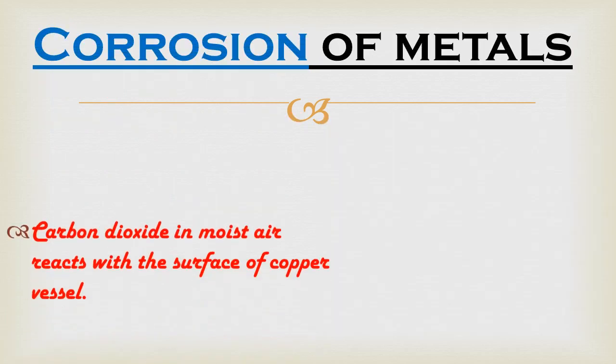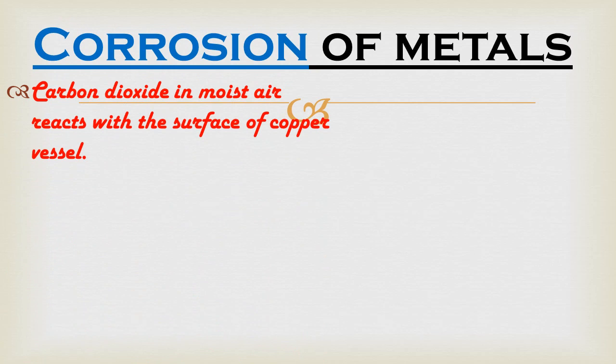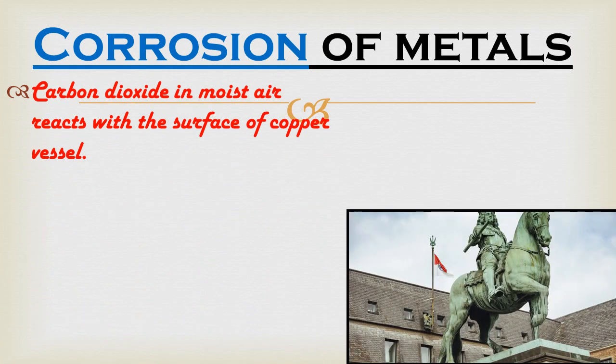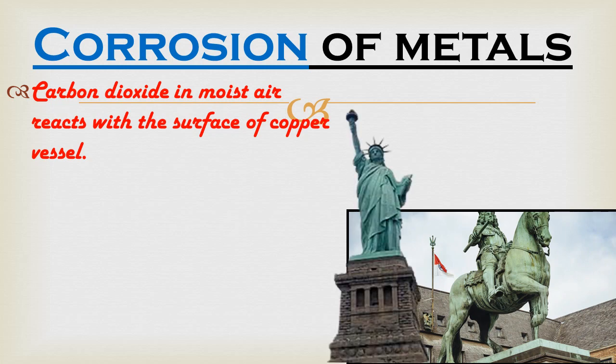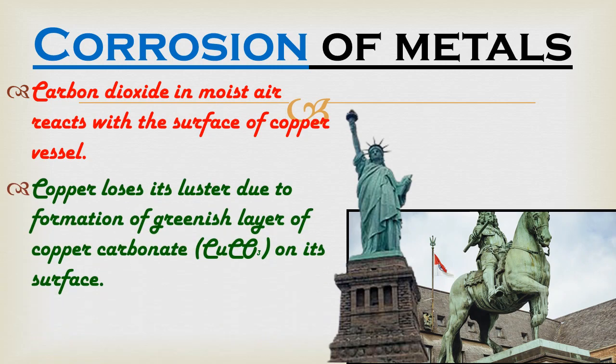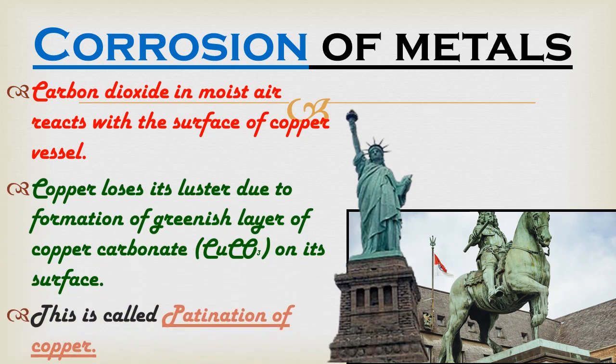Next, carbon dioxide, that is CO2, in moist air reacts with the surface of a copper vessel, and copper loses its luster due to the formation of a greenish layer of copper carbonate, that is CuCO3, on its surface. This is called patination of copper. So when carbon dioxide in the air reacts with a copper vessel or any idol, it converts it.